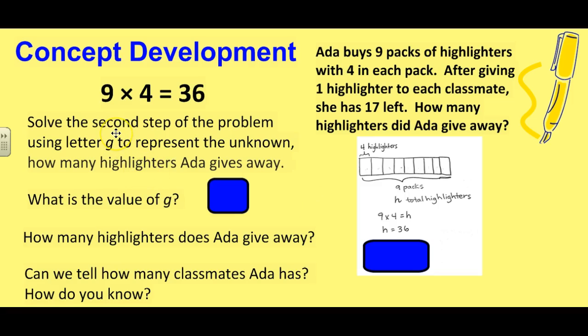And right over here it says that we're going to use the letter G to represent how many highlighters she gave away. So we're trying to find out what is the value of G. So you've got to think, what equation are we going to use now to help us figure out how many she gave away? We know that she has 36 highlighters in all, and we know that after she gave one to each one of her classmates that she had 17 left. So what equation do we need to do to figure out how many she actually gave away?